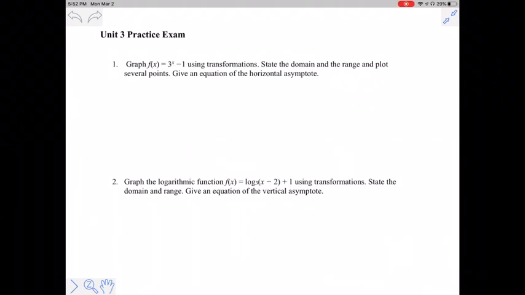Alright, this is the video for the Unit 3 practice exam. Question 1, this is from section 4.1, exponential functions. This one specifically is graphing.